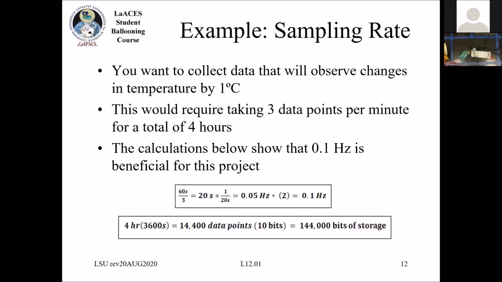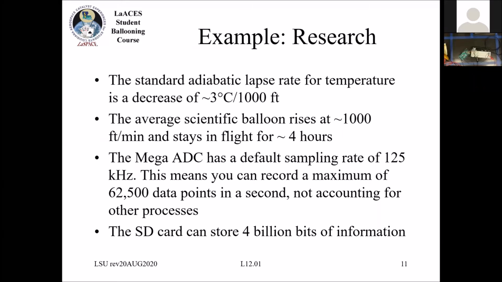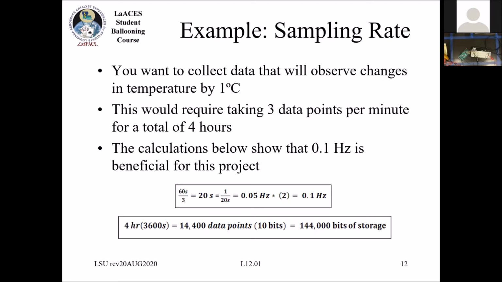Right? So continuing on, we want to see temperature changes of 1 degree. So based on this 3 degrees per 1,000 feet and 1,000 feet per minute, that means 3 degrees per minute. So that means 3 data points per minute for every 4 hours. But again, we would want to double it.